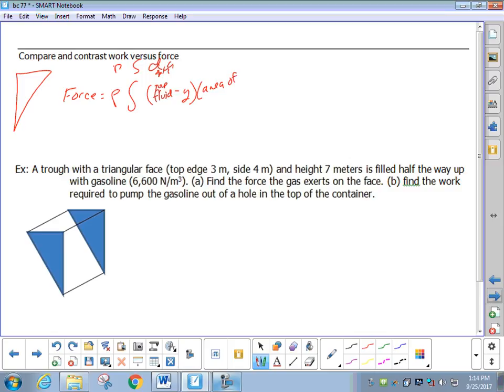Area of a slice. The limits of integration, are they from the fluid low to the fluid high, or the container low to container high? Is it about, do I need to calculate the force up here where there's air? No, I want force down here. So is it about fluid or container? Fluid. Fluid low to fluid high.